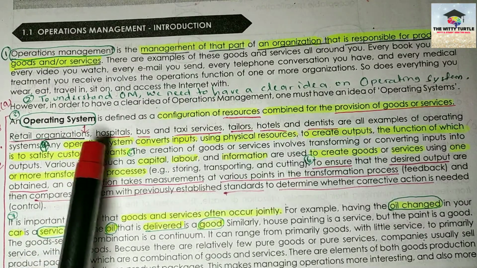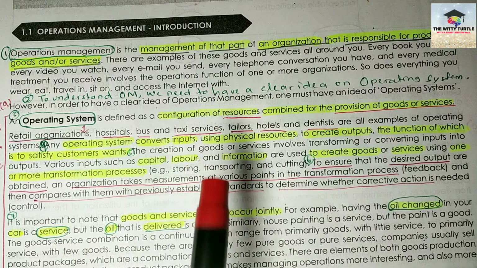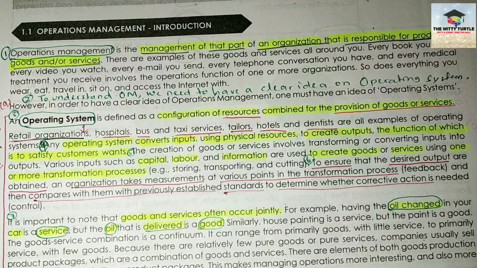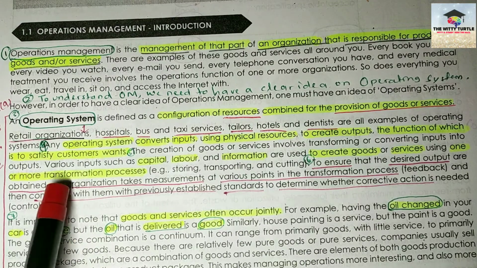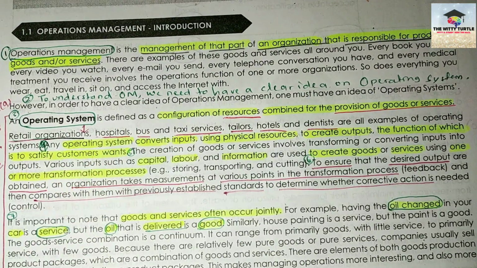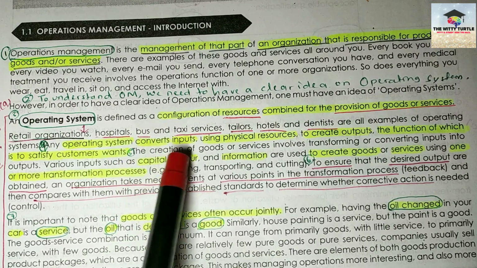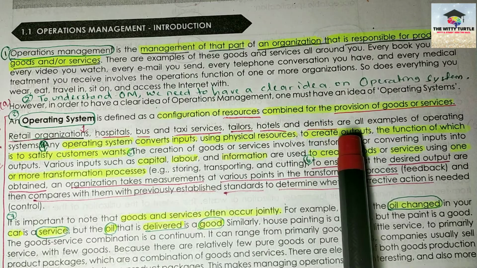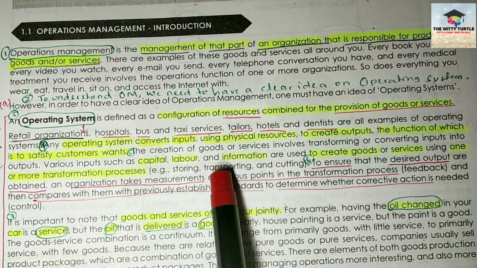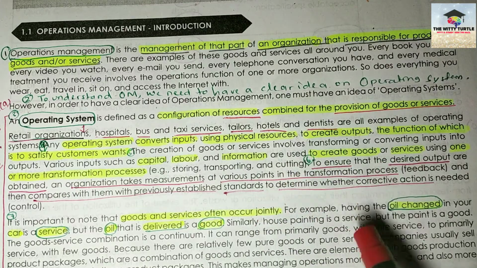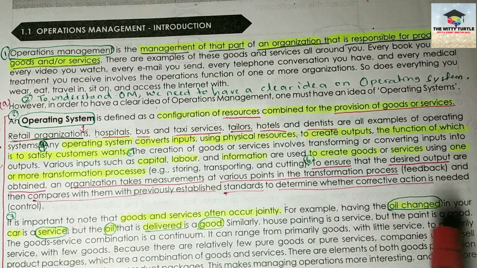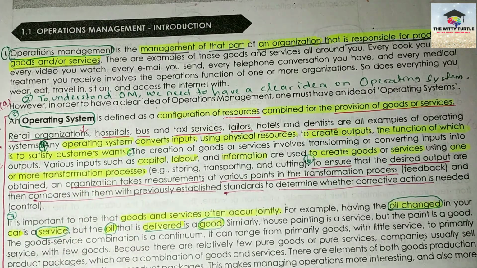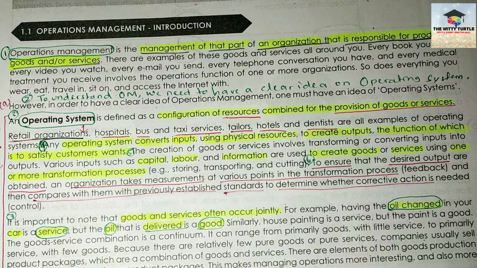Retail organizations, hospitals, bus and taxi services, tailors, hotels and dentists, these are all examples of operating system, right? So what does an operating system basically do? It converts the inputs using some physical resources to create outputs, right? They are using some physical resources and now they are creating the output, the function of which is to satisfy customers' wants.